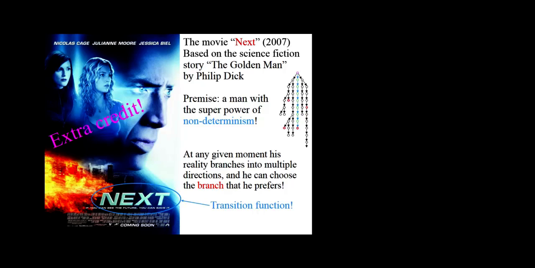Like he tries to impress some lady at a bar. So he uses a line that doesn't work. She doesn't like that. This is him. And then in these other branches, he uses other lines. And finally, he finds the one that she likes. And that's the reality he goes with. So, it may not be fair, but still a very interesting superpower.